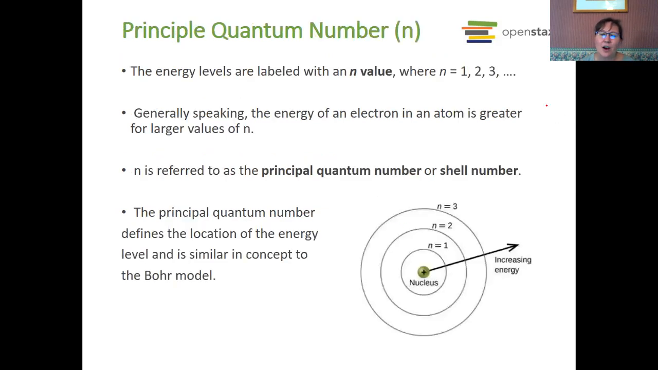Okay, so let's start talking about our quantum numbers. The principal quantum number, or our first quantum number, is n. Energy levels are labeled with an n value, where n can be 1, 2, 3. 1 is your ground state, usually your lowest energy level. Generally speaking, the energy of an electron in an atom is greater for larger values of n.